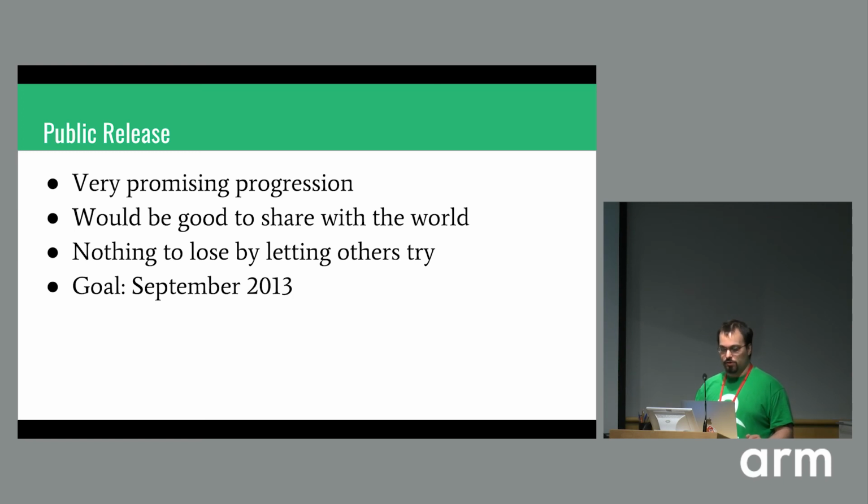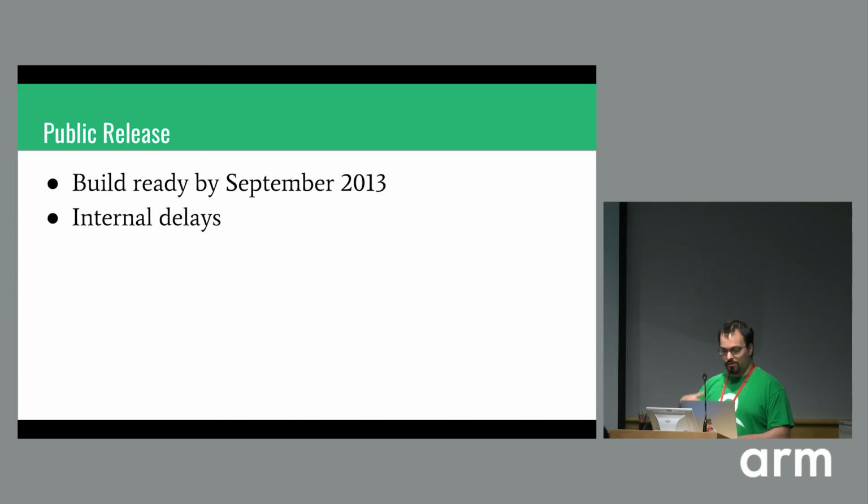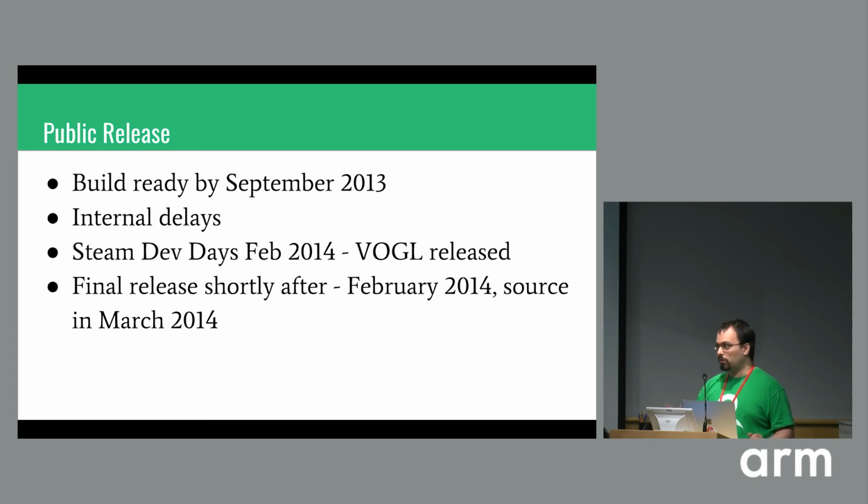So I set myself the goal that by September of that year, I would have a build that was polished and stable enough that I could actually ship it to people and be confident that it was a good release. I had a build ready by September, but unfortunately there were some internal delays that meant that it didn't get released immediately.